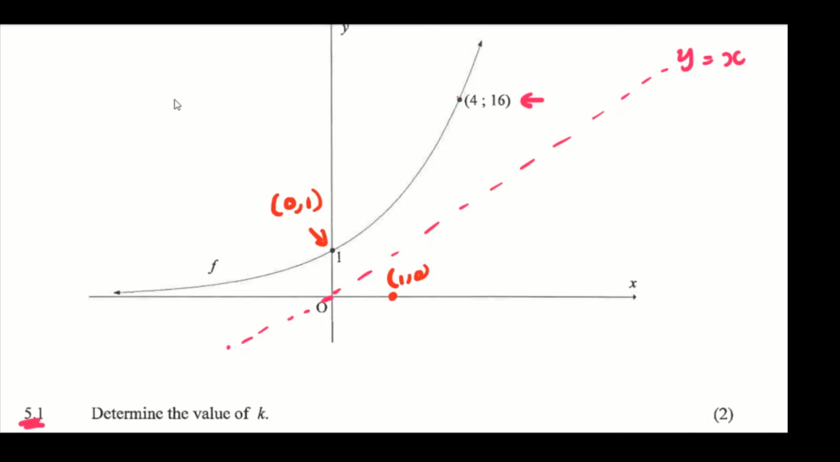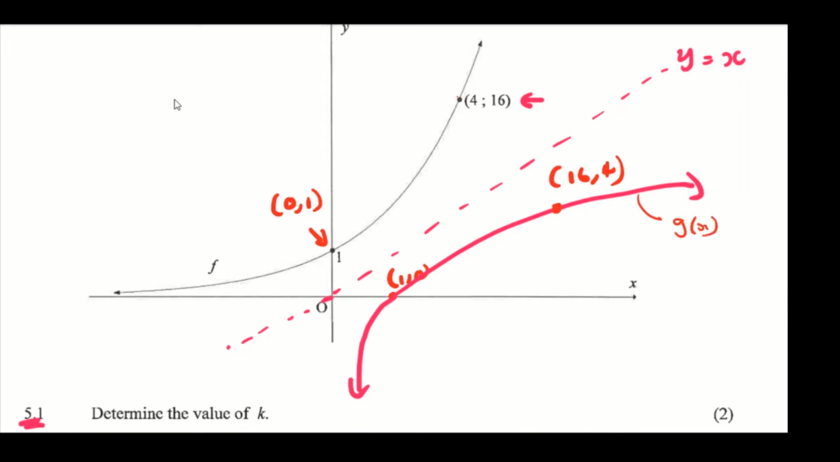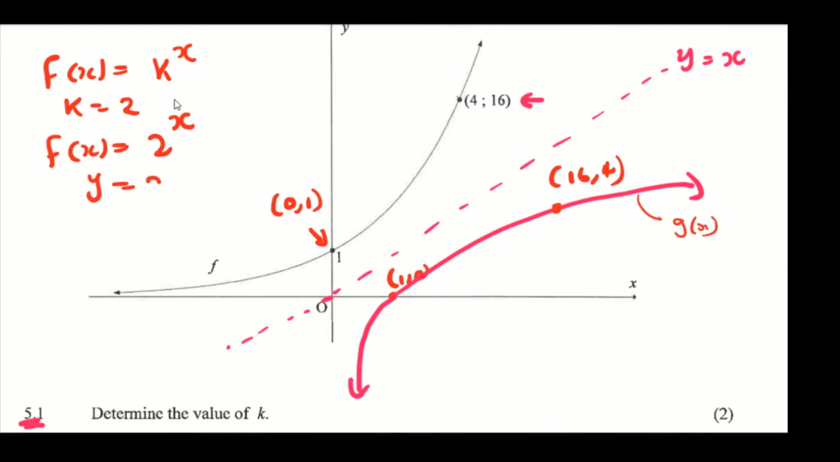So let me first draw the graph. It's going to look like this. The graph of g is going to look like this, and here is going to be (16, 4). To write down the equation of this graph of g of x, we're going to use f of x equal to k to the power of x, and we found k to be equal to 2 in the previous question. So f of x is equal to 2 to the power of x, which is y equals 2 to the power of x.